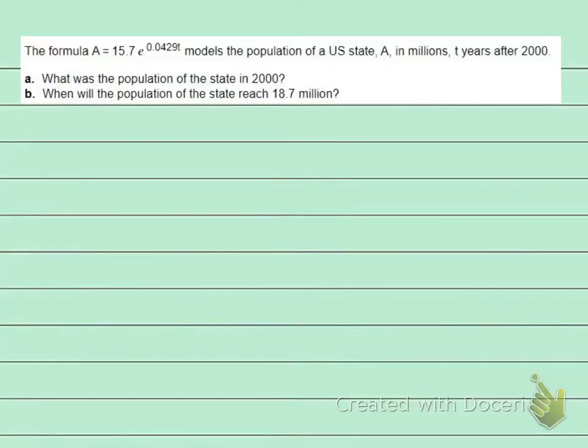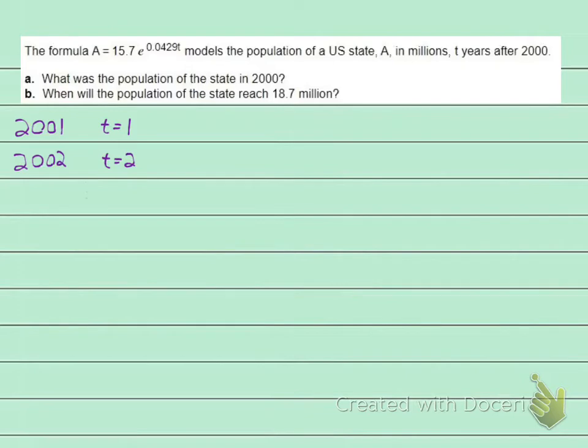The formula here models the population of a state in millions, t years after the year 2000. So the first question is asking, what was the population of the state in the year 2000? If t is the number of years after 2000, that would mean that 2001 is 1 year after 2000, so t would equal 1. And if 2002 is 2 years after 2000, t would equal 2, right?